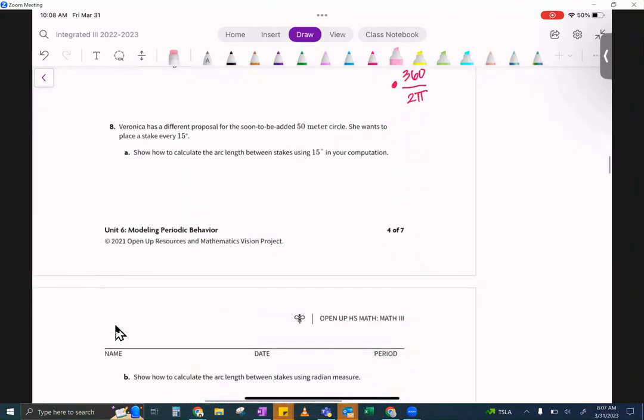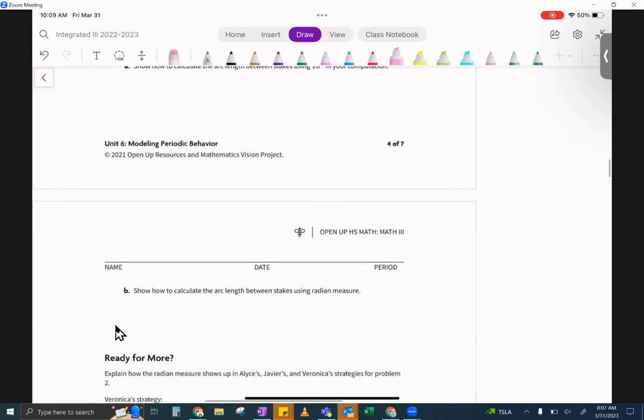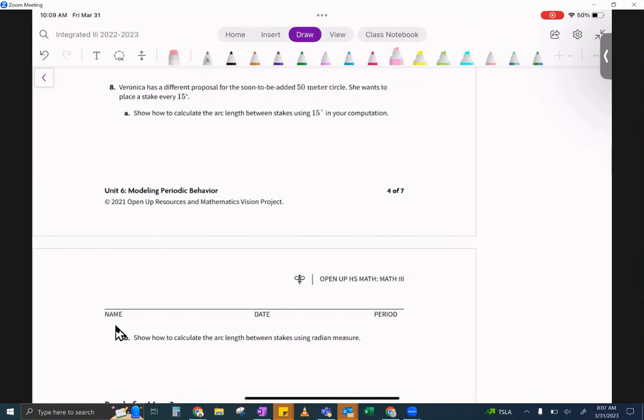Lastly, it says Veronica has a different proposal for the soon to be added 50-meter circle. She places a stake at every 15 degrees. How would you calculate the arc length between the stakes in your 15-degree computation, and show how to calculate arc length between stakes using the radian measurement? So I'm going to leave this one for you so that you can calculate it and practice. Again, how would you calculate the arc length between the stakes?